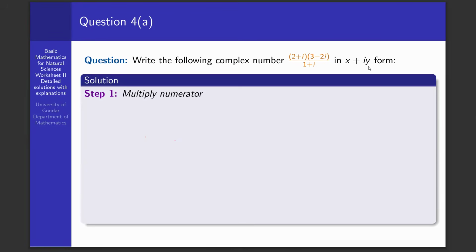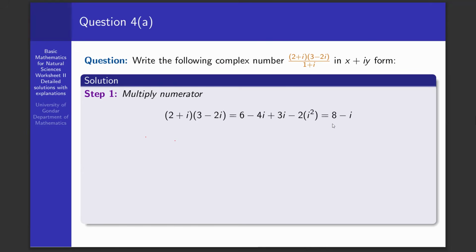Therefore, our first step is multiplying the numerators together. When we expand this, 2 plus i times 3 minus 2i: 2 times 3 is 6, 2 times minus 2i is minus 4i, i times 3 is plus 3i, and i times minus 2i is, I think, positive 2, since i squared is minus 1 times minus 2 is positive 2. When we simplify, we have 8 minus i, which is the numerator.